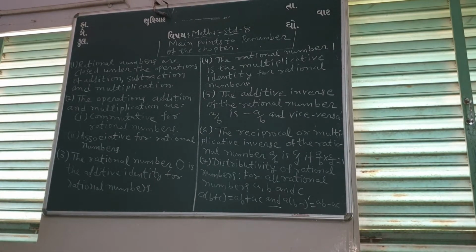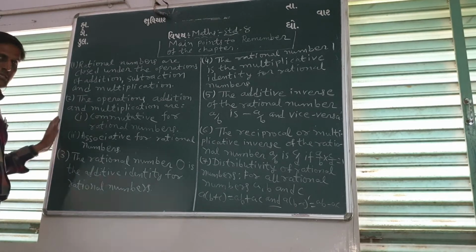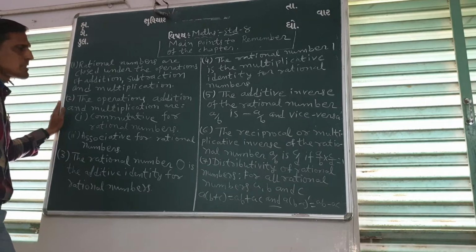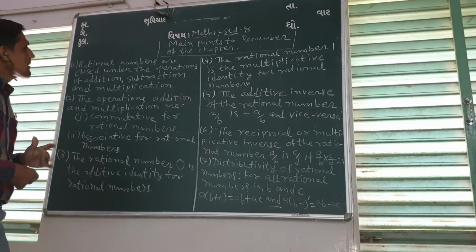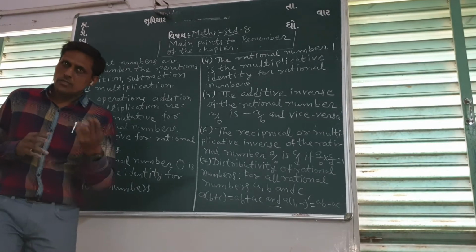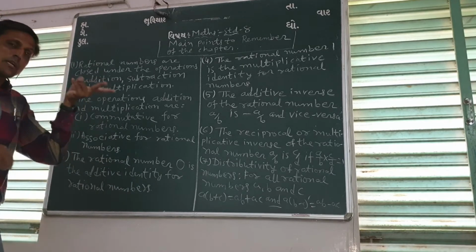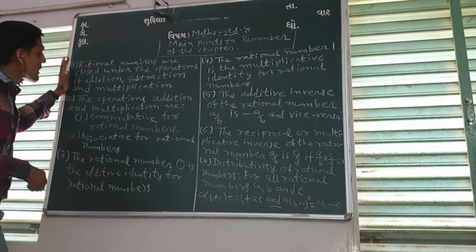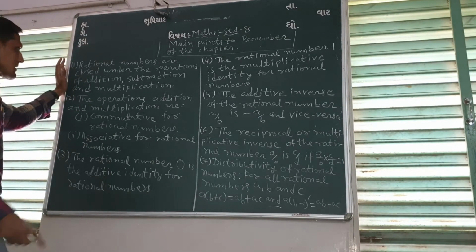Okay friends, now the main points of the chapter we are discussing. What we have learned in this chapter. Rational numbers are closed under the operations addition, subtraction and multiplication. Right? We have put together that if we add two rational numbers we will get a rational number, if we subtract two rational numbers we will get a rational number, and if we multiply two rational numbers we will get a rational number. So we can say rational numbers are closed under the operations addition, subtraction and multiplication.